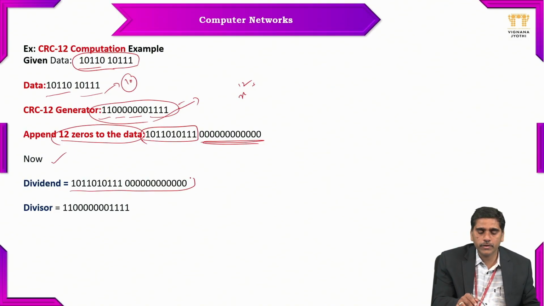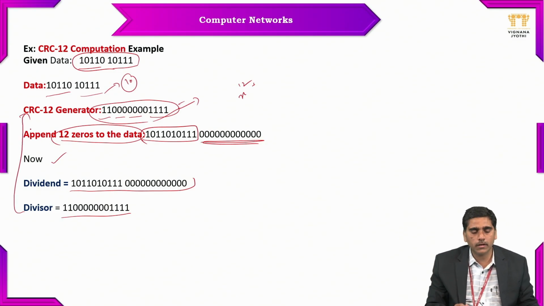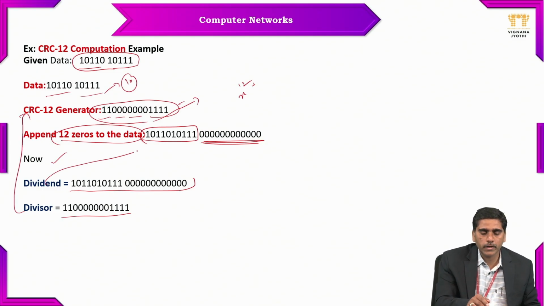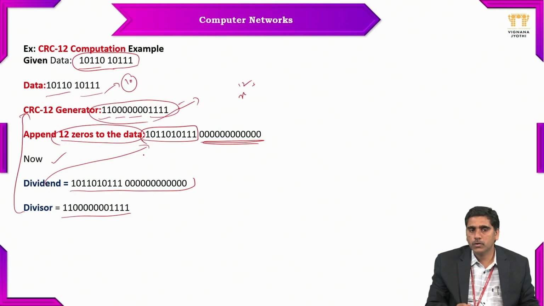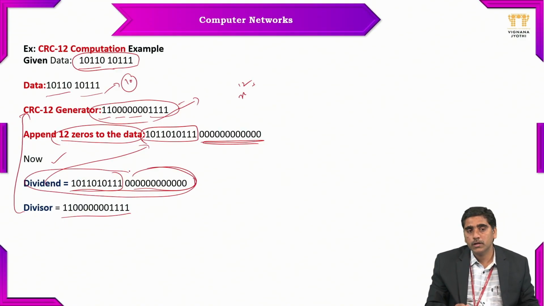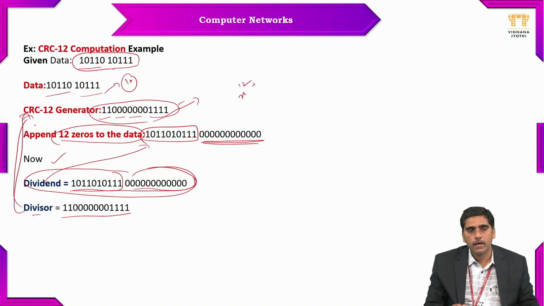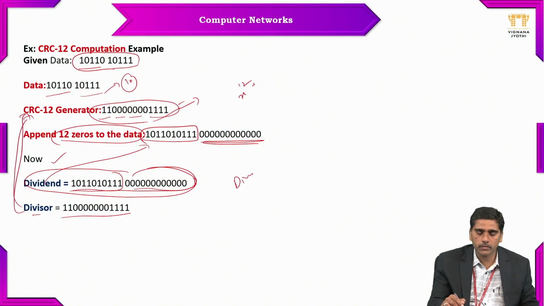This is called the dividend and this is called the divisor. So the divisor is the CRC-12 generator, and the dividend is the data with 12 appended zeros. Here this is the original data and these are the 12 appended zeros. The entire thing is the dividend, and this is the divisor coming from the CRC-12 generator. Now perform the operation: dividend XOR with the divisor.